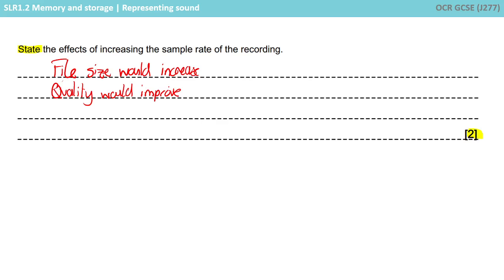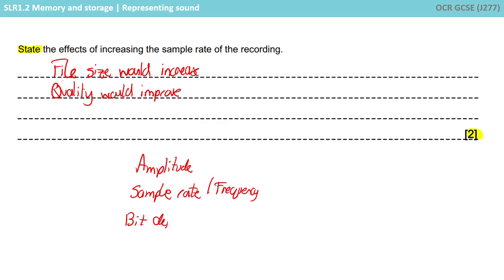Okay, I hope that's been useful to you. Audio questions, people always stumble upon them. There's a lot of keywords. You need to understand what they mean and not get them mixed up. That's the key thing. So keywords: amplitude, sample rate, also known as frequency. And we have bit depth, sometimes known as resolution.